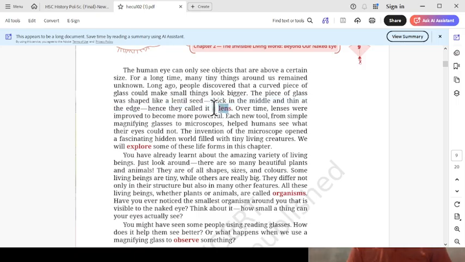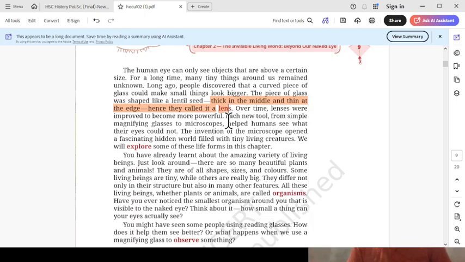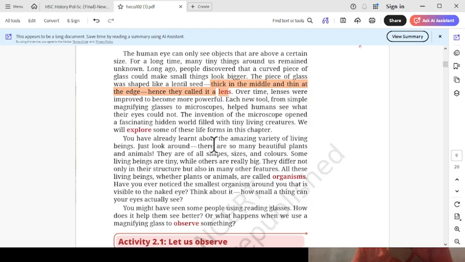So from this definition of lens, thick in the middle and thin at the edge, hence it is called a lens. Over time, lenses were improved to become more powerful. Each new tool, from a simple magnifying glass to microscopes, helped humans see what their eyes could not. The invention of the microscope opened a fascinating hidden world filled with tiny living creatures.